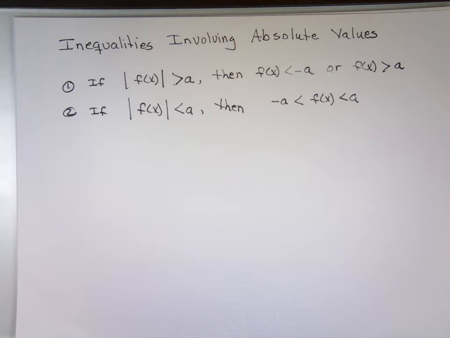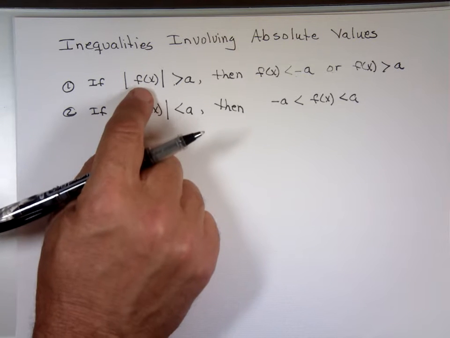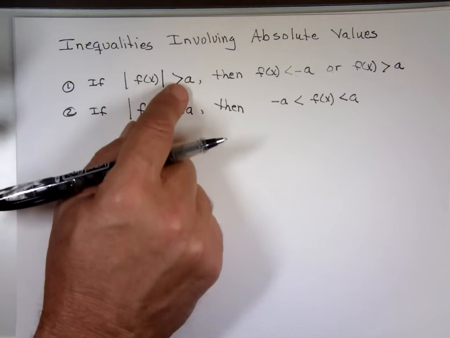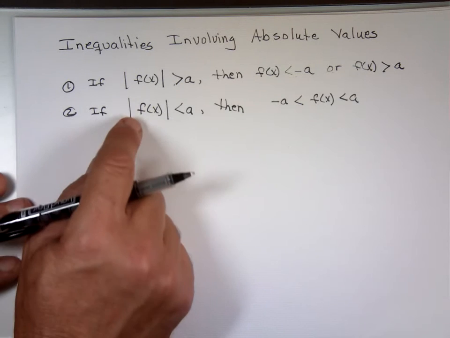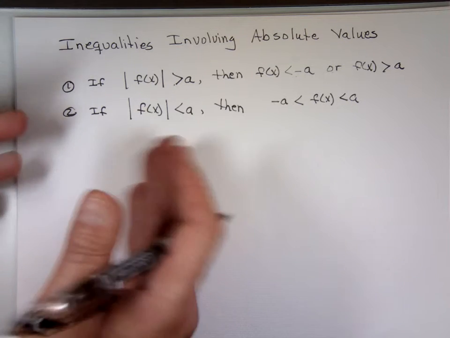Ray, can you repeat what you just said? If the problem says some absolute value is greater than a number, greater than, then I'm going to break it down to this. If it says the absolute value of something is less than a number, I'll use that one.